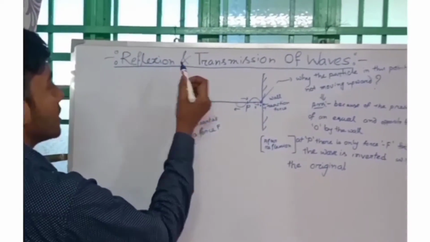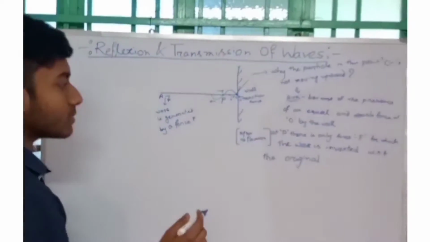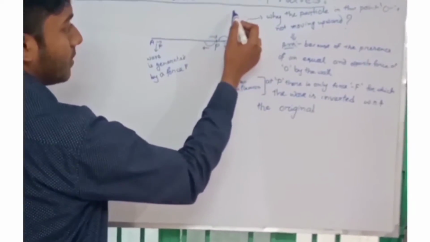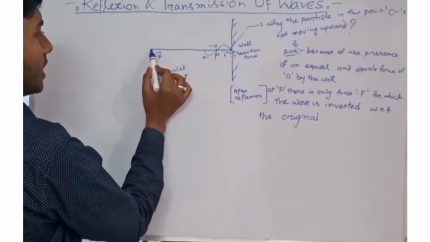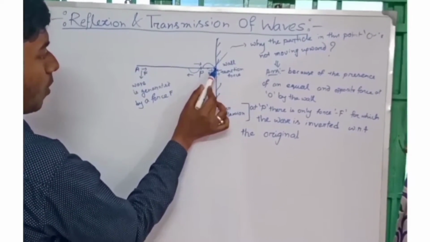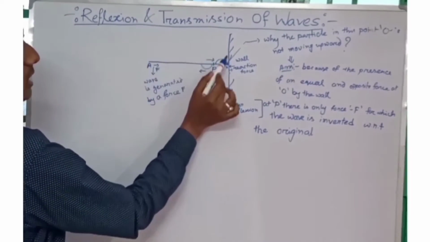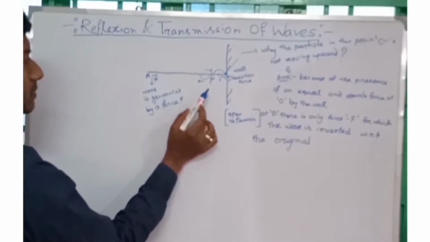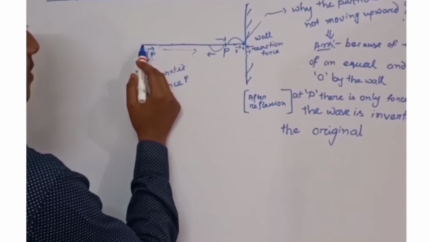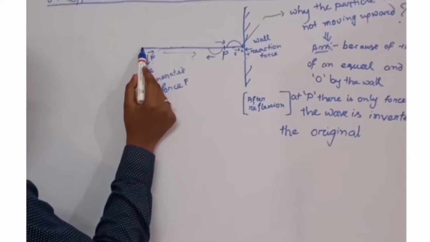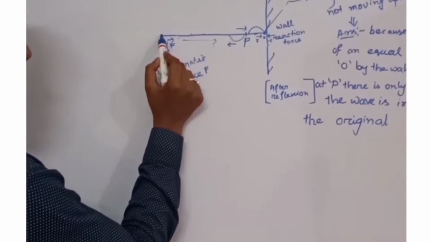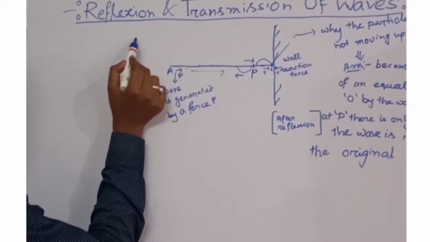Our topic is reflection and transmission of waves. So suppose this is a wall and a string from point A to point O is attached with this wall. A wave is generated at point A by a force F. So that looks like this.